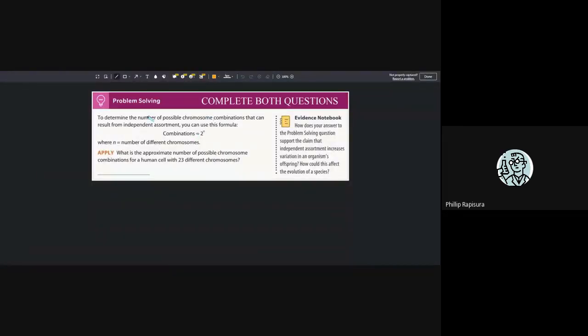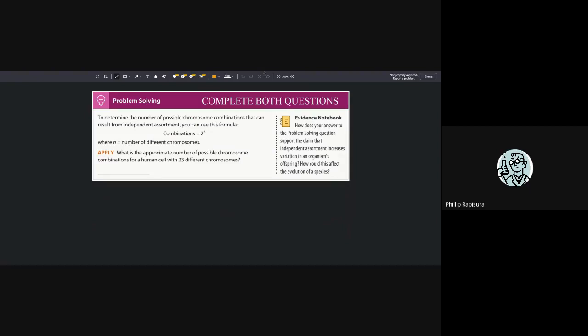Now, the reason I'm telling you this is because you have a couple of evidence notebook questions. This is the evidence notebook question on page 269, the problem-solving questions. This is what needs to go in your evidence notebook. To determine the number of possible chromosome combinations resulting from independent assortment, you can use the formula combinations equals 2 to the n. We just showed you that, where n equals the number of chromosomes, or in this case, the haploid number. What is the approximate number of possible chromosome combinations for a human cell with 23 different chromosomes?